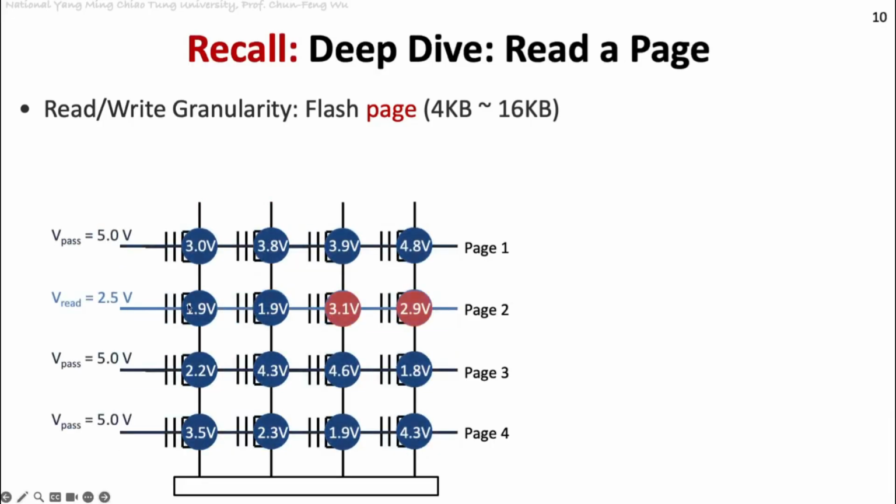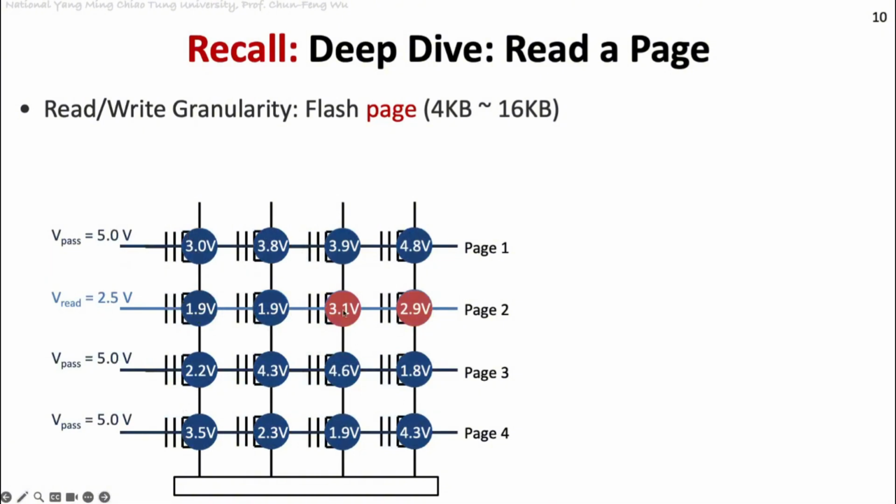So we apply 2.5 volts. Remember, if there's no electron inside, then when we use 2.5 volts, there are several more delocalized electrons. They will be captured on the N source and N drain. So it is possible to generate current.